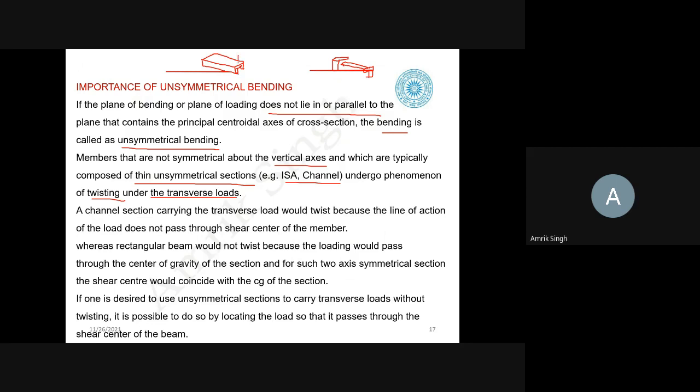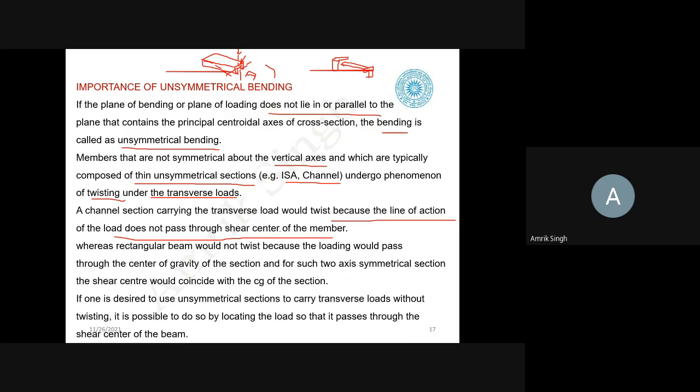So these are one of the principal planes and another. If the loading is through this, then there will be bending like this. But if the loading is at an inclination or offshoot, then along with the bending, there will be twisting. So this section, along with bending, will twist. Okay. So a channel section carrying a transverse load would twist because the line of action of the load does not pass through the shear center of the member.